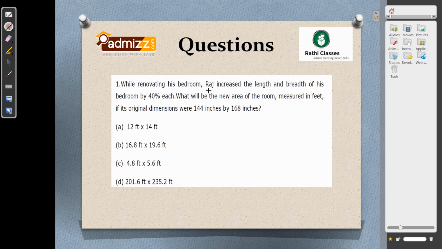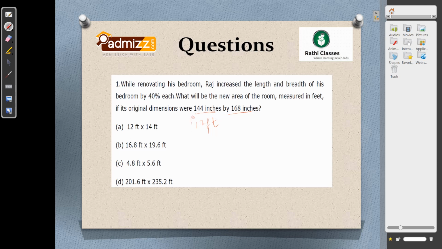While renovating his bedroom, Raj increased the length and breadth of his bedroom by 40%. What will be the new area of the room if its original area is 144 inches? The answer options are in feet. So 144 means 12 feet. How? Because 144 is nothing but 12 into 12. We know 1 foot is equal to 12 inches.